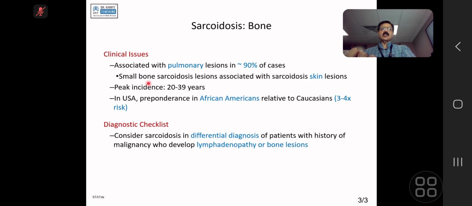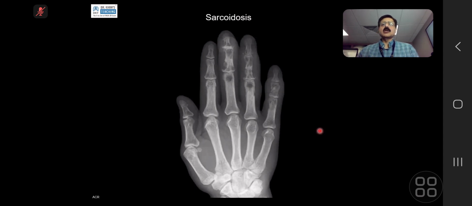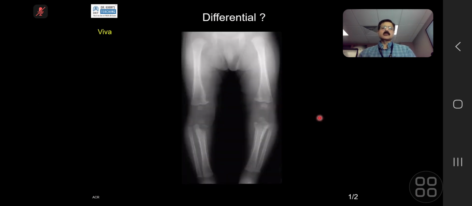So small bone sarcoidosis is associated with skin lesions. So remember that soft tissue component can be there. Another case of sarcoidosis, and this one is multiple lesions in the bones in the hands. Yes, please.